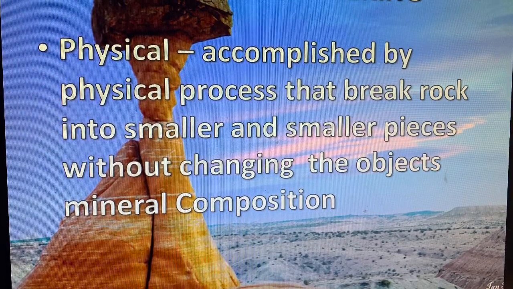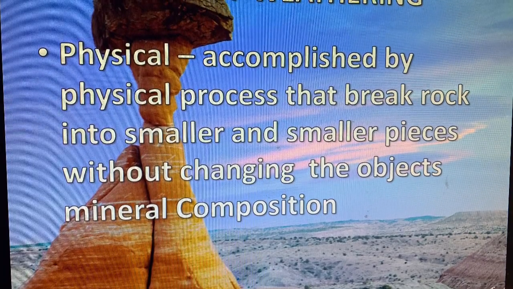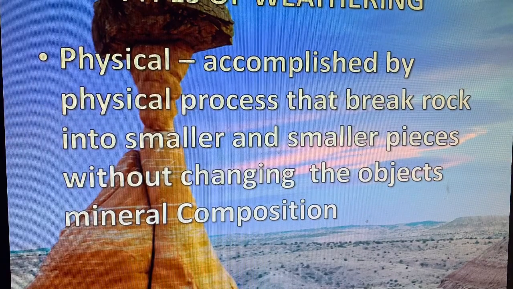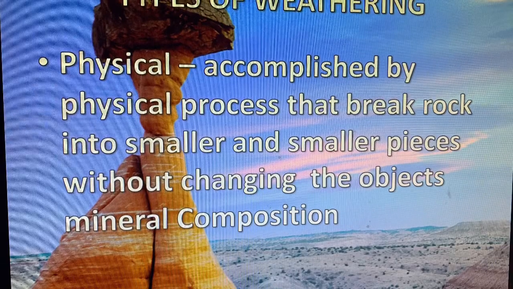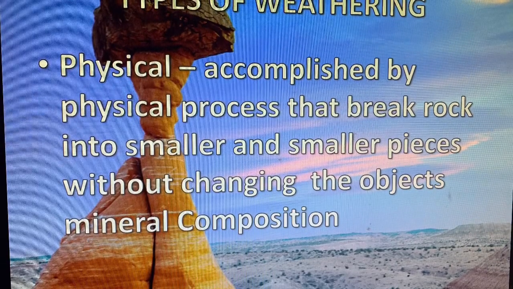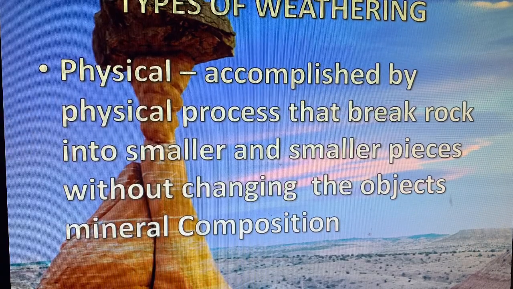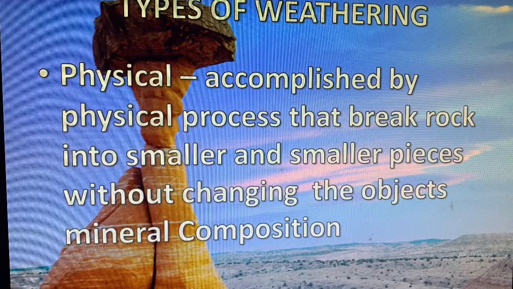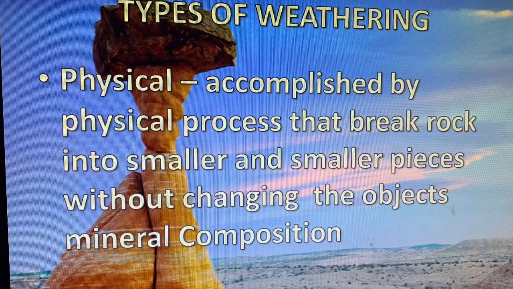The first is what we call physical weathering. Physical weathering is accomplished by some physical process. What does that mean? It means something natural: falling off a cliff, plants growing, freezing and thawing. That physical process causes a large rock to turn into smaller and smaller pieces of rock. These smaller and smaller pieces of rock are what we call sediment. So you take a big boulder and you break it into pebbles. You take those pebbles and you grind them into sand, stuff like that.